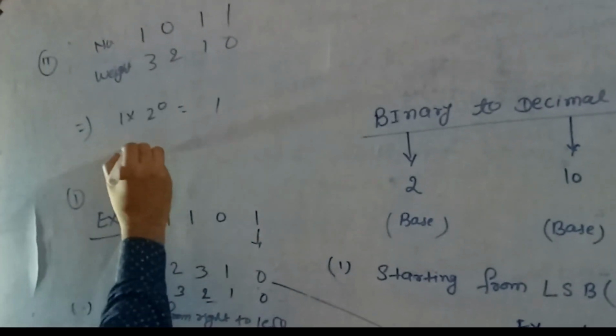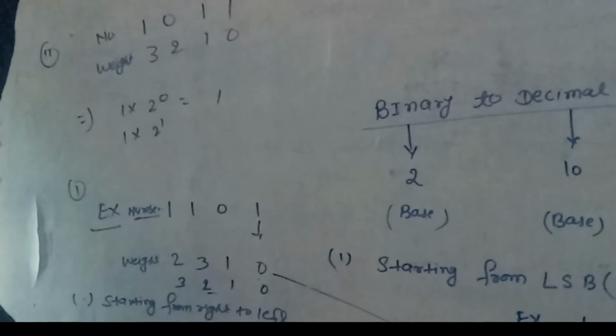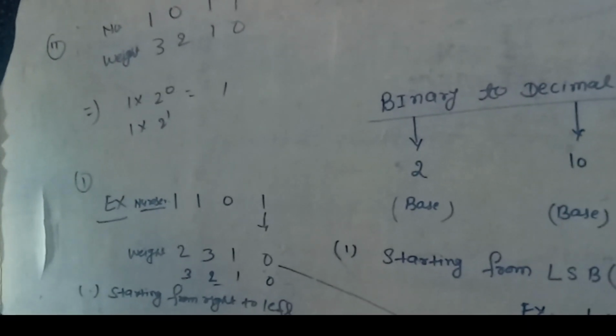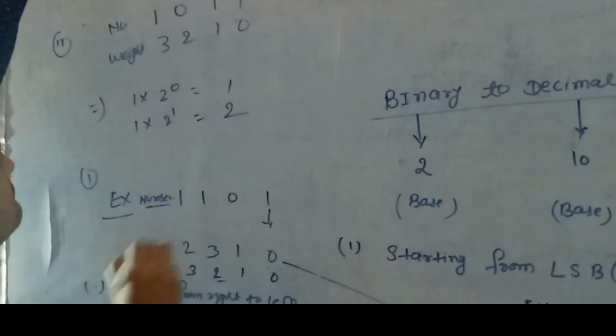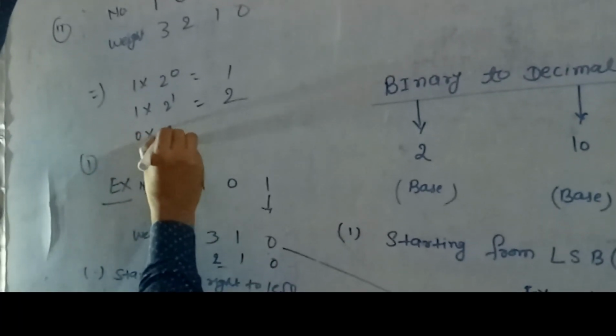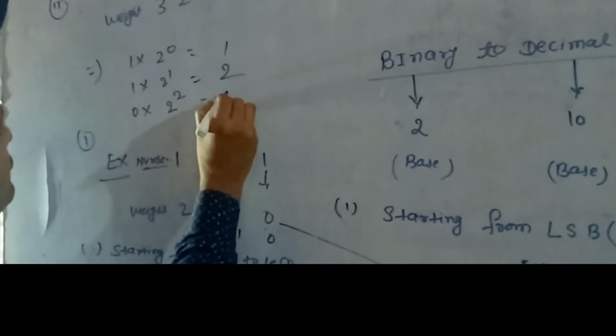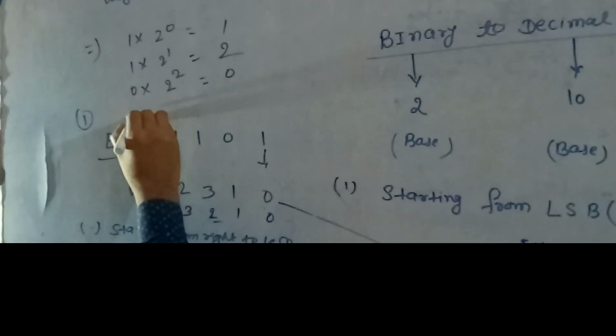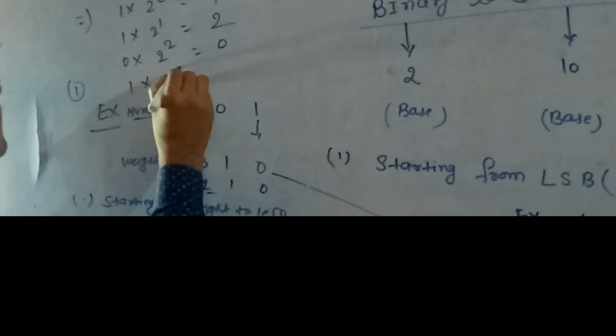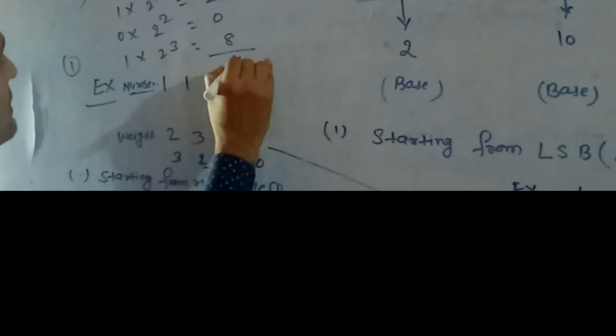1 times 2 to the power 1, value 2. 0 times 2 to the power 2, value 0. And 1 times 2 to the power 3, value 8. Total value 11. These are the two examples in front of you, binary to decimal conversion.